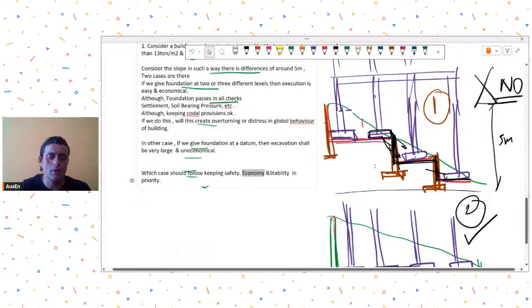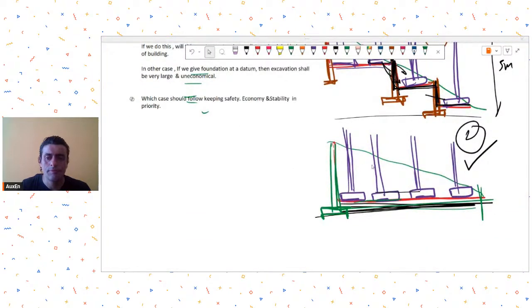5 meter level difference is not much. So, case two is the one I will recommend, and not case one. Okay.